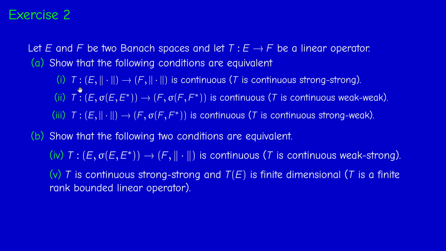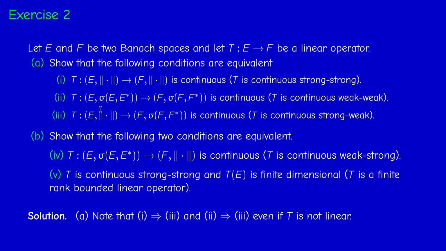Now, first part. Observe that condition 1 implies condition 3, even if T is not linear. Why? Suppose that T is continuous strong. This means that the inverse image of a strongly open set is a strongly open set. Now in particular, if we take a weakly open set in F, a weakly open set is a strongly open set. Therefore, its inverse image is a strongly open set. So 1 implies 3, even if T is not linear.